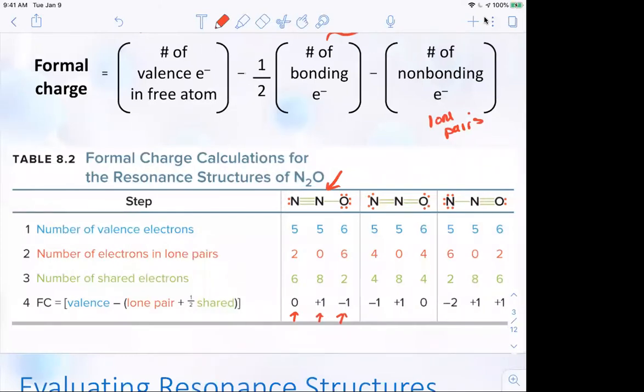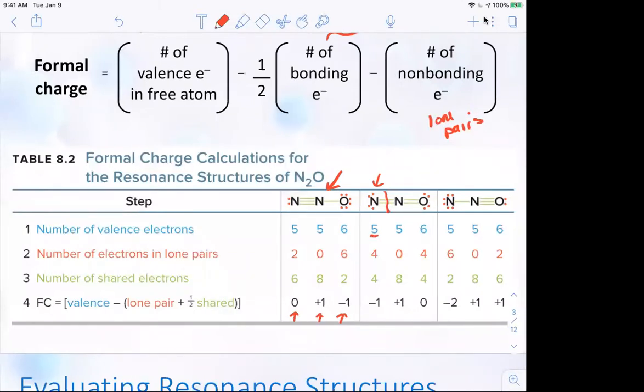If I look at this other structure here, I'm supposed to have 5 valence electrons because it's nitrogen. I actually have 4 electrons because I have 2 lone pairs. So I have 1, 2, 3, 4 electrons there. If I draw a line there, I have the number of shared electrons, which is 4.